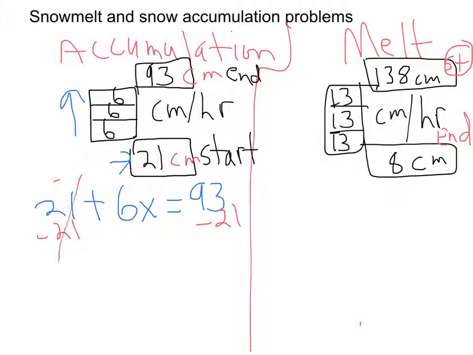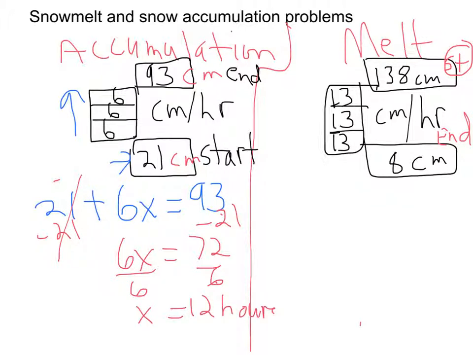So 21 minus 21, that's gone. So I still have my 6x's. And then 93 minus 21 is 72. So I have 6 multiplied by x is 72. The opposite of multiplying by 6 is to divide by 6. And then x is going to work out to 6 goes into 72 12 times. So that's 12 hours. So our snowstorm was 12 hours.